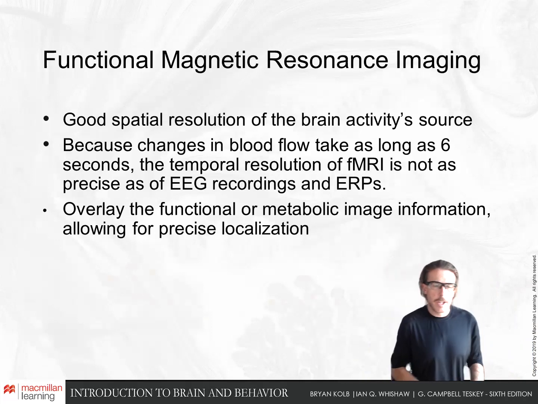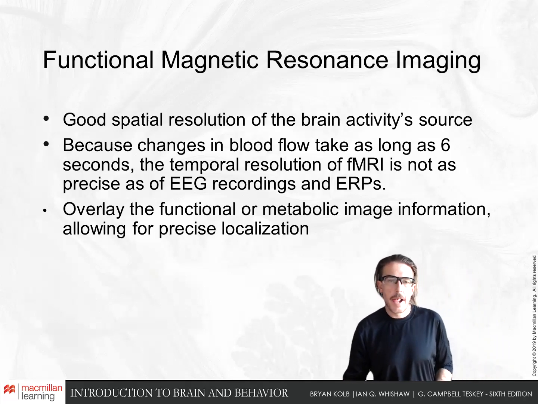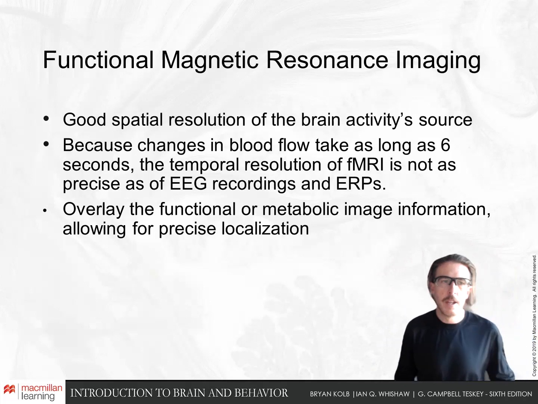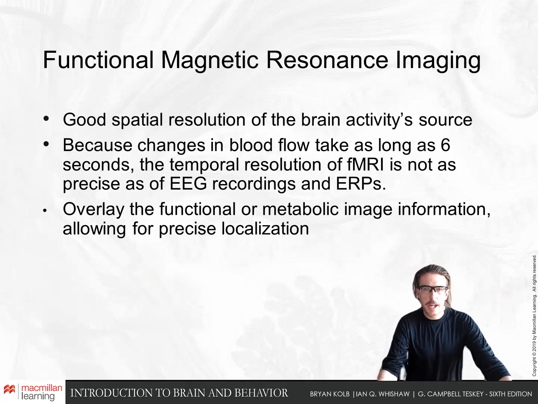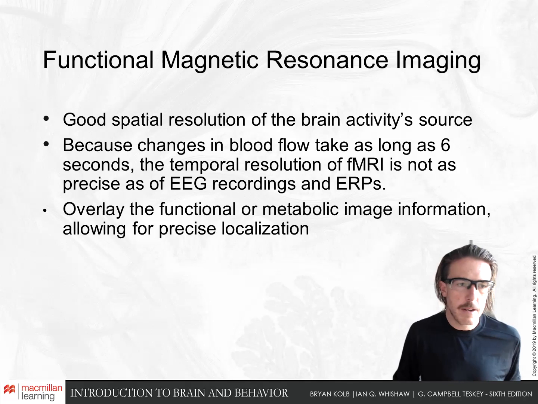Functional magnetic resonance imaging is useful because of its good spatial resolution. You can create a 3D map of where blood flow was happening, as opposed to EEG, where we see this smeared representation like the ceiling of the hockey arena. But because these changes in blood flow can take as long as 6 to 10 seconds, here I think the textbook makes a mistake and says a third of a second, but it's actually as long as 6 to 10 seconds. The temporal resolution of fMRI isn't as precise as EEG or ERPs, which measure things at the speed of the electrical field moving, the speed of light.